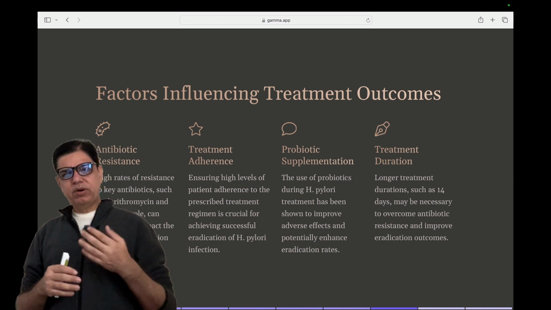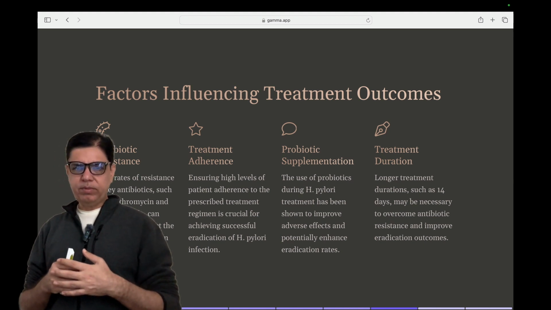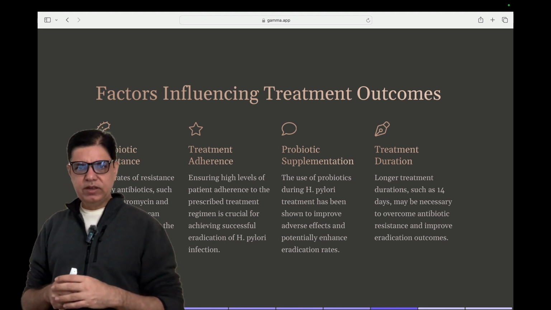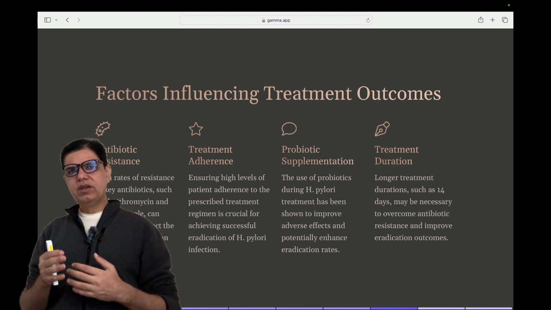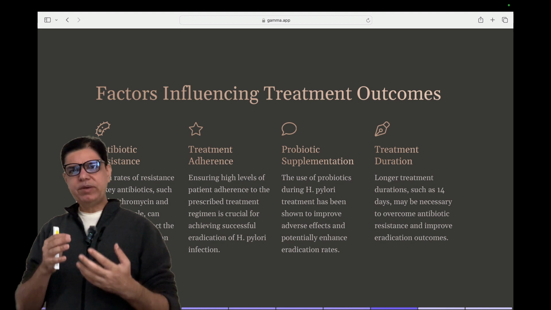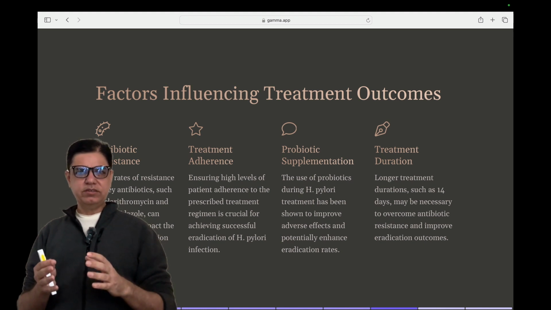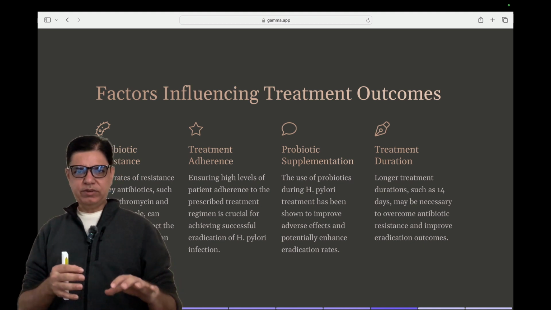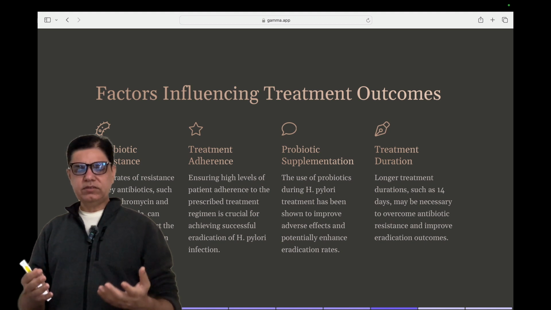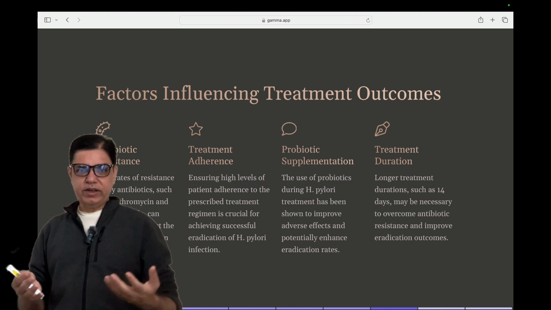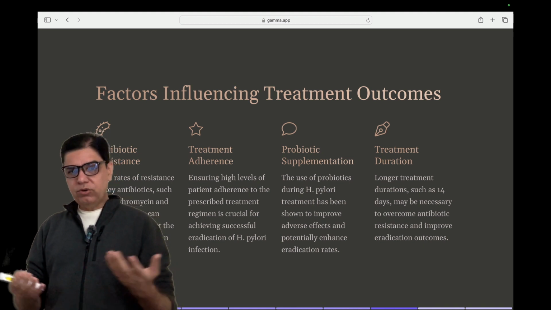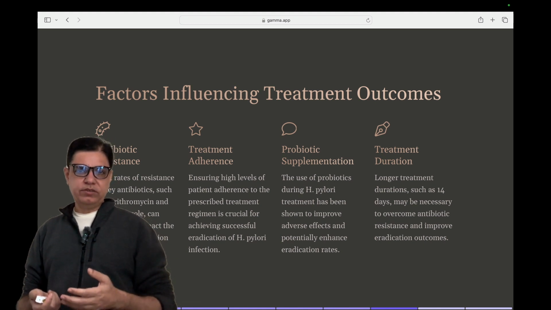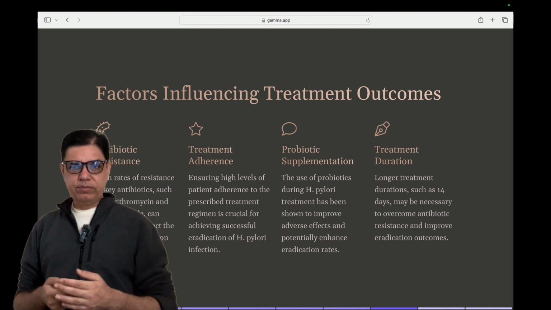Similarly, there has been a debate about the use of probiotics as a part of adjuvant treatment for H. pylori infections, and the data has been ambivalent. In certain studies it has shown that it improves the profile of the side effects, so fewer side effects when you give them probiotics, and it enhances the eradication rate. But in other studies, it has not shown any beneficial effect. So we don't know, but again, depending on the local data, probiotic supplementation can be used as an adjuvant treatment just to decrease the side effect profile.